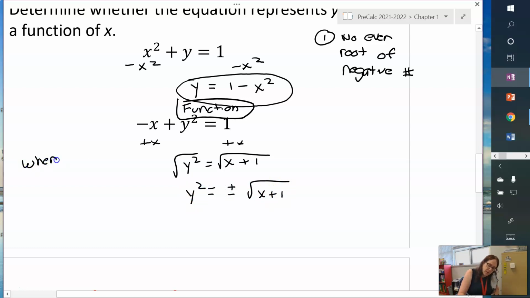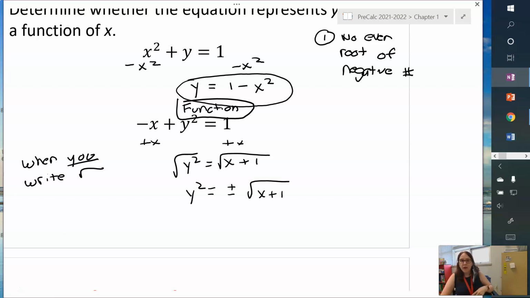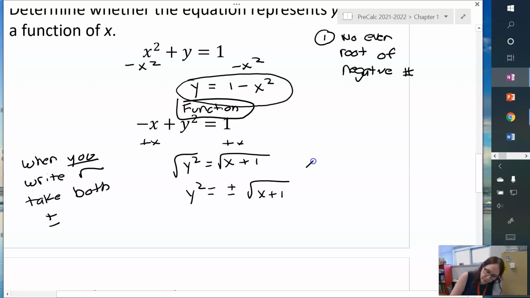So if you're writing a square root while you're solving a problem, when you get down to your answer, you have to take both the plus and the minus. So check this out. Since I took both plus and minus, that means that I have one x, the same x, but it goes to two different y's. So this one is not a function.